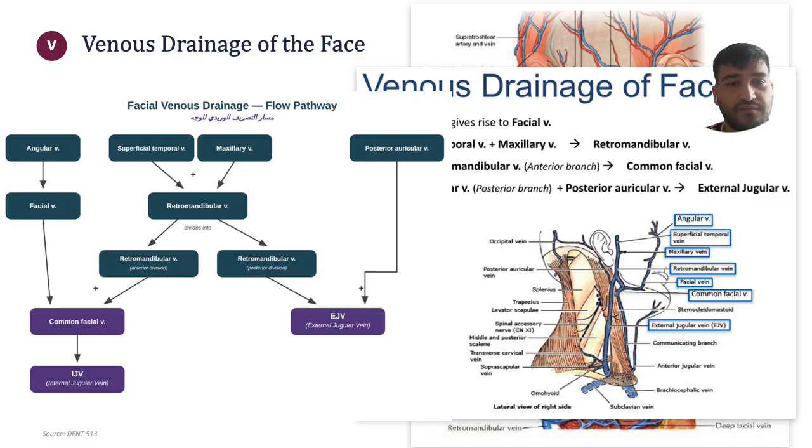Let's see. So here are better pictures as well. As you can see, the angular is right here. The superficial temporal is right here. And again, we talked about the angular going back to facial and then joining with the retromandibular to make the common facial, which is the connection that they have anteriorly, draining into the IJV. And then we have superficial temporal and maxillary joining together, which form the retromandibular. And with that posterior division, it goes into the EJV. So retromandibular drains into both EJV and IJV. It's surprising to me, honestly. Probably should study this more.